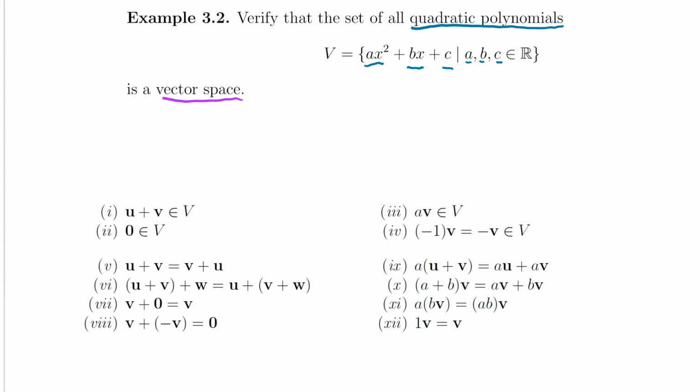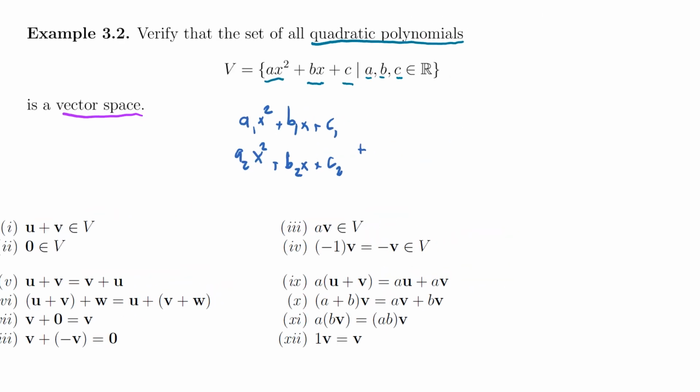Then that is going to be a vector space. First things first, is the addition of two quadratic polynomials also a quadratic polynomial? So if I have two quadratic polynomials, let's say a1x squared plus b1x plus c1, and a2x squared plus b2x plus c2, and you add these two, you're going to get (a1 plus a2)x squared plus (b1 plus b2)x plus (c1 plus c2).